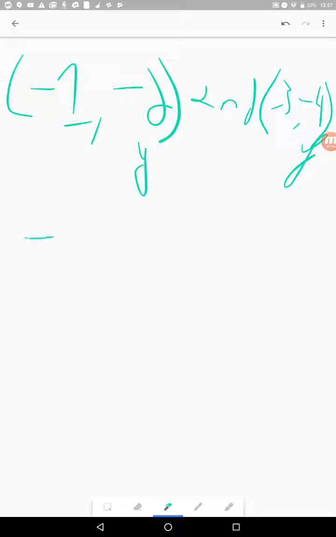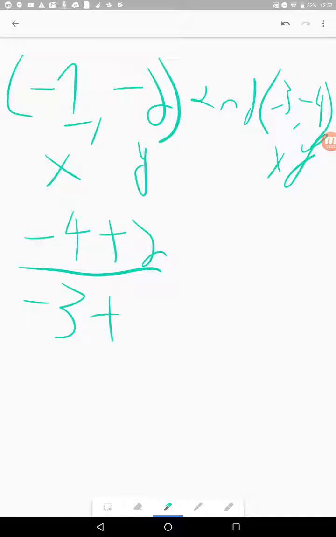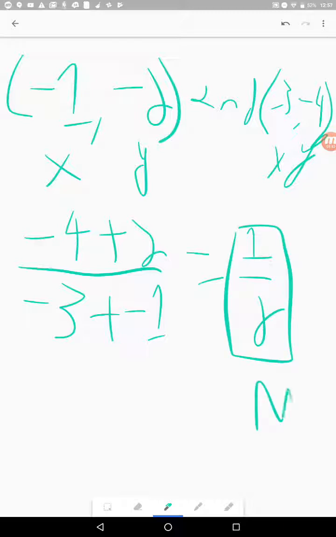Y sub 2 is negative 4, and your y sub 1 is a negative 2. Remember what I said about negative negatives. All over x sub 2 is negative 3, and your x sub 1 is your negative 1. So, just do the math, you'll get a half as your slope. Pretty simple, huh?